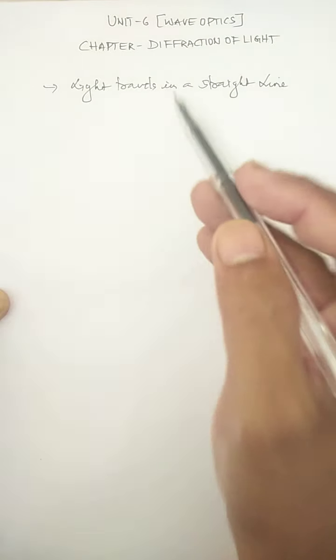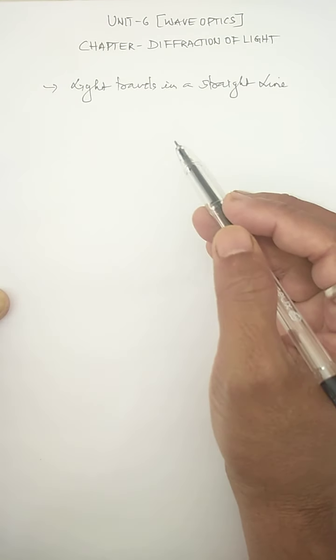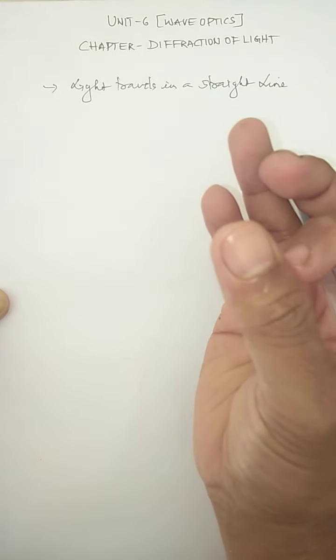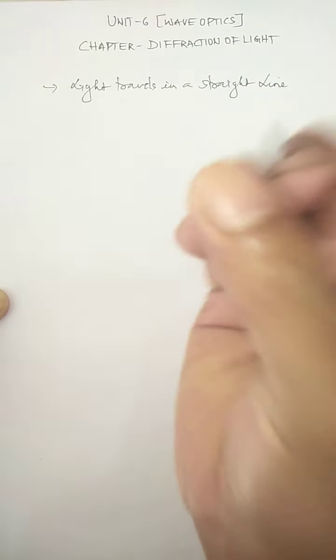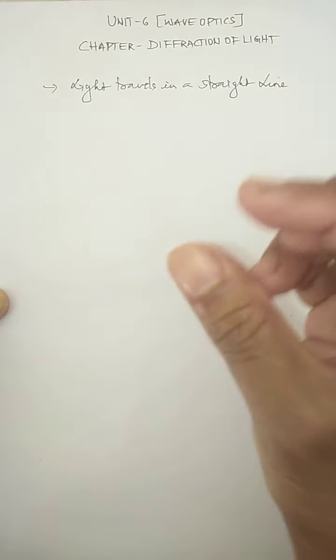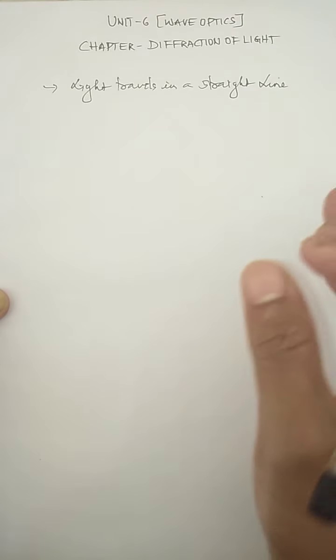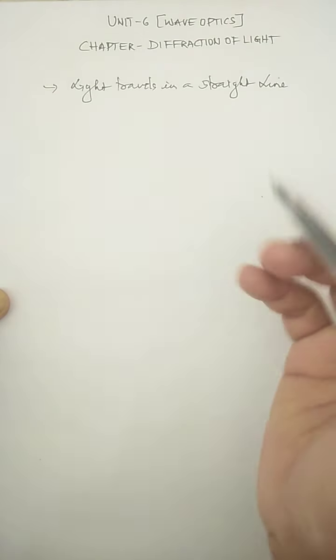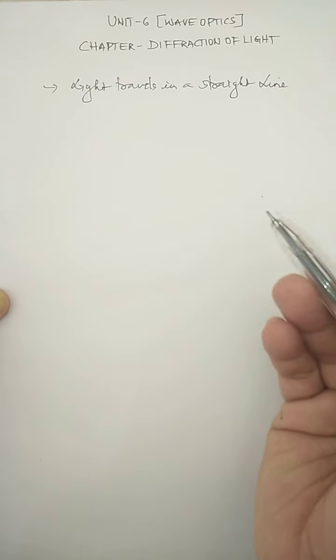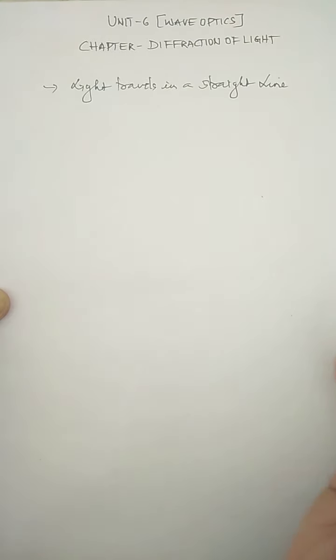But this phenomenon is basically true or applicable if the obstacle or the aperture has a size that is large compared to the wavelength of light, so that there is no bending of the light at the corner or the edges of an obstacle. So light almost travels straight.